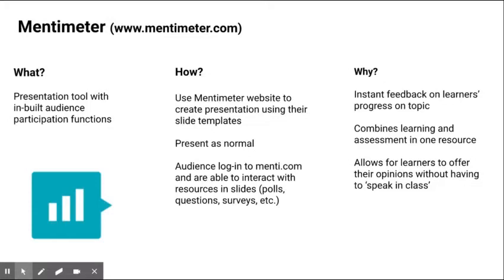You can use it for instant feedback on learners' progress of a topic. You can put a question in there and see immediately how much people have grasped or not, as the case may be. You're combining learning and assessment in a single resource, and perhaps really interestingly and nicely, it allows learners to offer their opinions without having to speak in class. So learners who perhaps lack confidence or don't want to talk in front of people but still have lots of ideas, and how do you evidence their learning, their progress, using something like Mentimeter as a live poll can be a good way of getting everybody to share their progress with you.